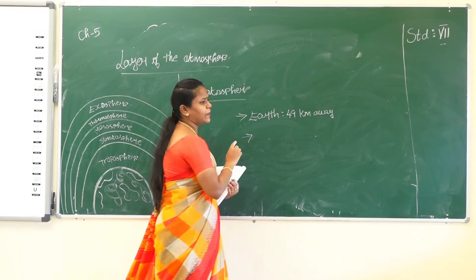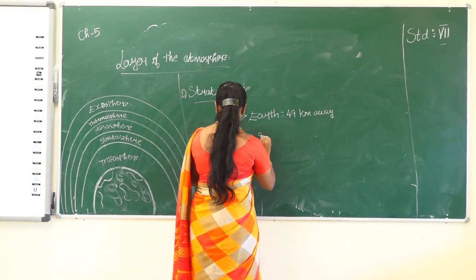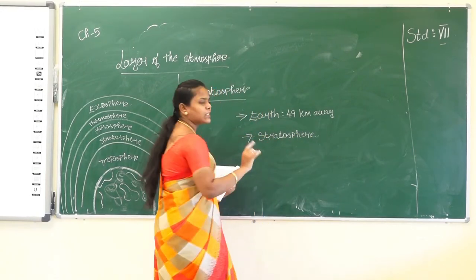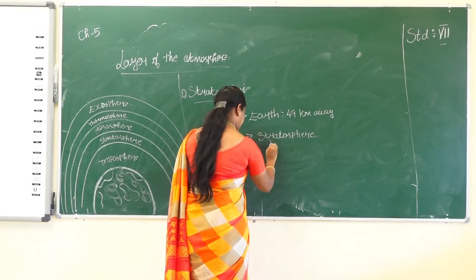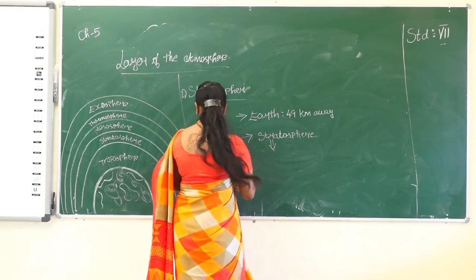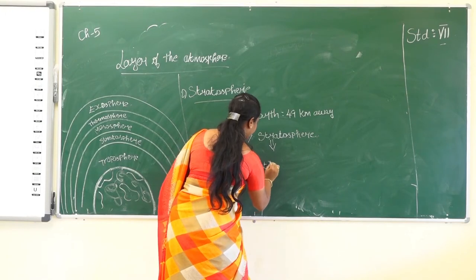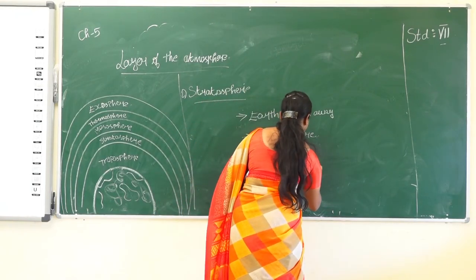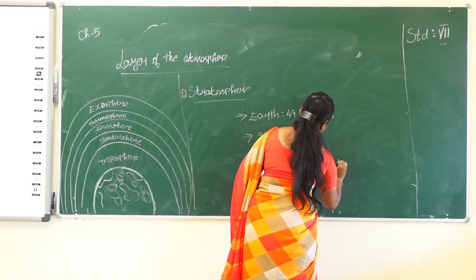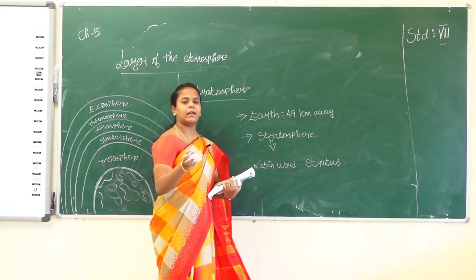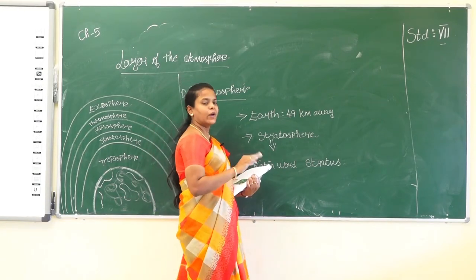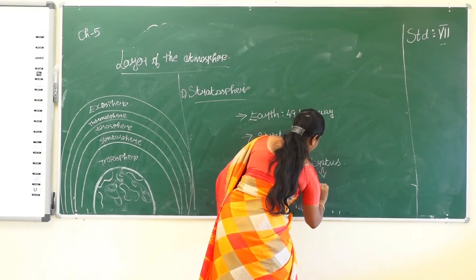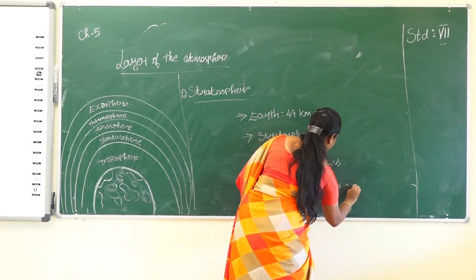And here, the word stratosphere has been derived from the Latin word stratus. It has been derived from which word, student? The Latin word stratus. Spell the word: S-T-R-A-T-U-S. Stratosphere has been derived from the Latin word stratus, which means to spread over. The meaning is what? To spread over, or spreading out.